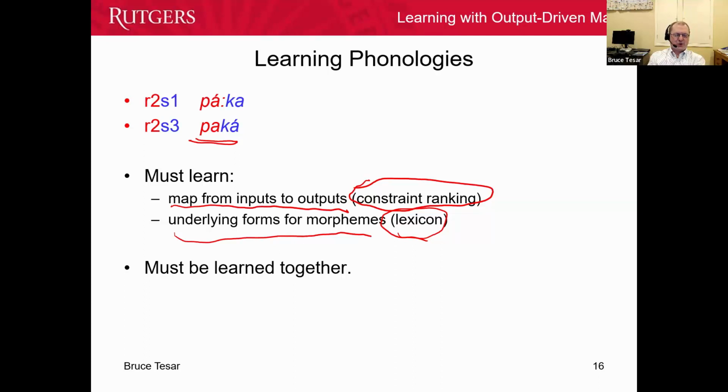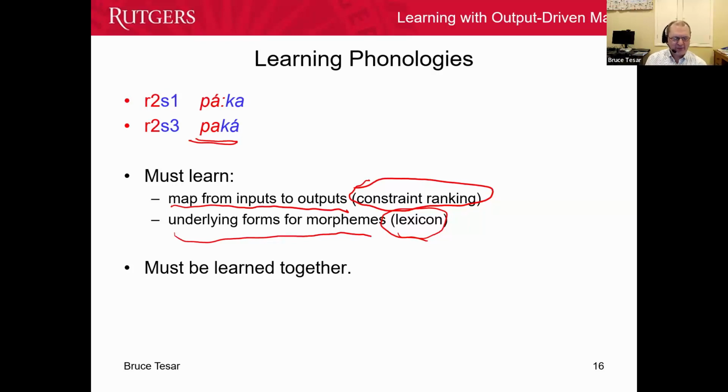what the underlying form is for R2, along with S1 and S3, and what the function is that's being performed from the inputs to the outputs, such that whatever underlying form you pick for R2 and for S1 and S3, in R2S1, R2 surfaces as stressed and long, and in R2S3, it surfaces as unstressed and short. Now, if a learner started out knowing what all the inputs were, what all the underlying forms were, it turns out to be relatively straightforward to work out what the ranking is. And if the learner already knew what the ranking was, that would be a big help in figuring out what the underlying forms are. But the learner starts out knowing neither.